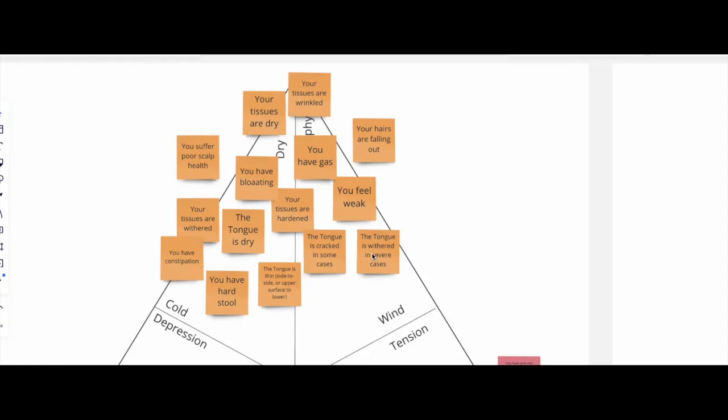You have bloating and gas, so that indicates the dryness in the digestive system. You have problems with the scalp and with your hair, and you feel constipation because with the lack of fluids in the bowel, lack of water, it's very difficult for the stools to pass. And you have hard stool, and you can also see it in your tongue if it's dry, withered or cracked.